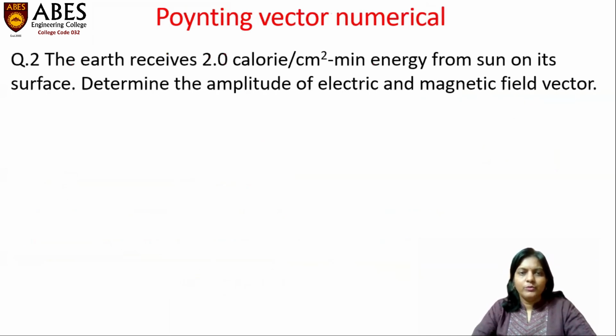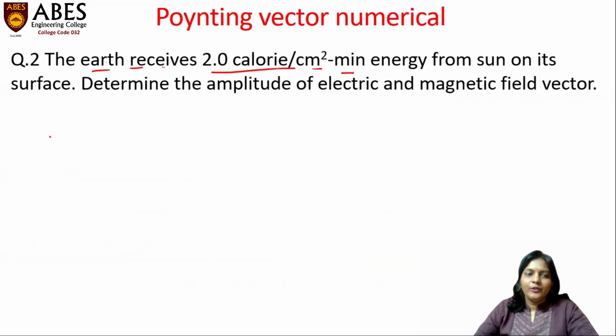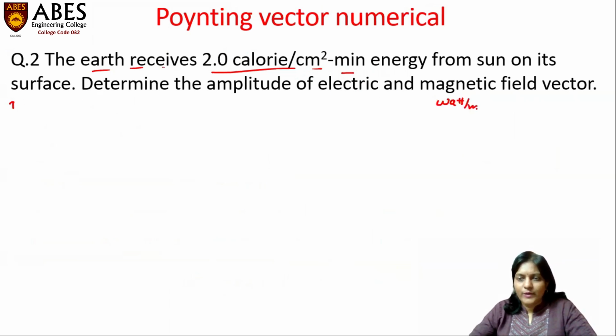Now, question number 2. Based on Poynting vector: Earth receives 2 calories per centimeter square per minute energy from the Sun on its surface. Determine the amplitude of electric and magnetic field vector. So this 2 calorie per centimeter square per minute means this is the Poynting vector. And we know that the unit of Poynting vector is watt per meter square. It means we will change this calorie into joule and minute into second, and joule per second is watt.